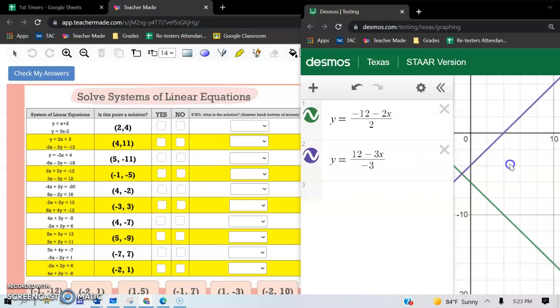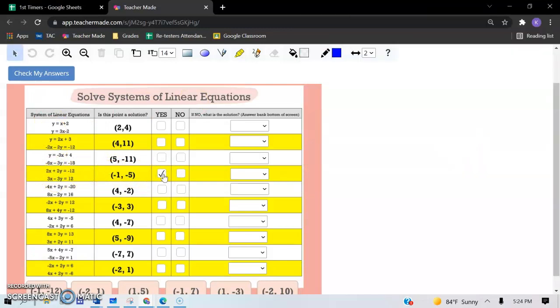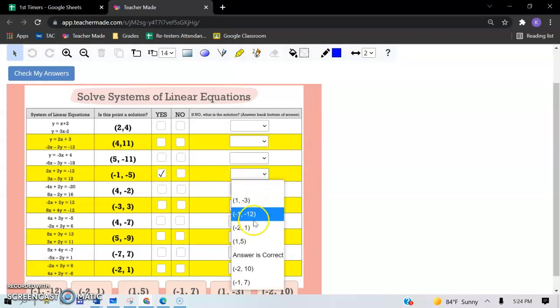We're going to find out where they cross. They cross right here at this one. And the answer is (-1, -5). And it's asking here, is (-1, -5) a solution? Yes. What if it was not a solution and you clicked on no? Then you're going to go over here and you're going to pick the right answer.